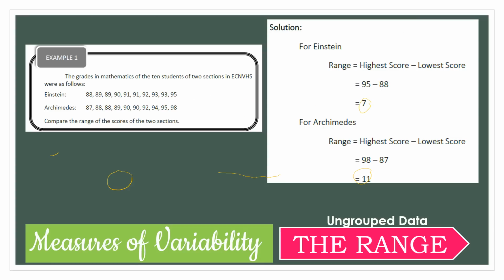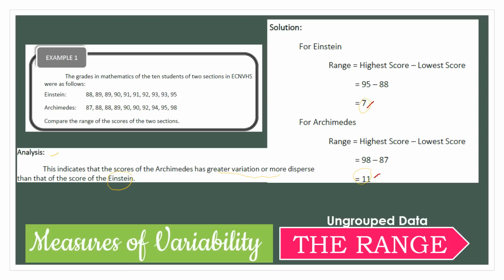From that, what can we infer? Here is the clearer solution, and we have the same answer. Again, the range for section Einstein is 7, and the range of the grades of section Archimedes is 11. We can then say that the scores of the Archimedes section have greater variation, or are more dispersed, than those of Einstein, since the range is greater than that of the other one.